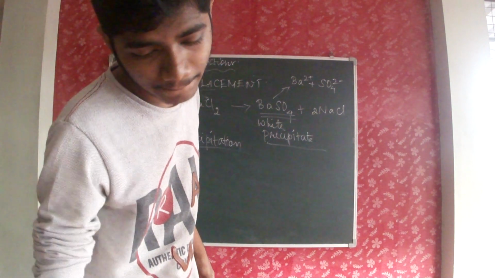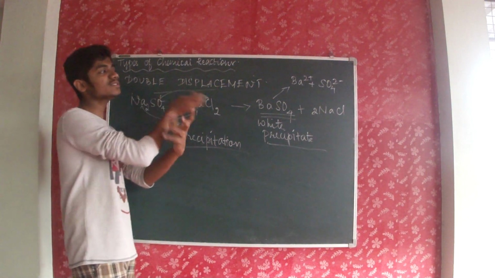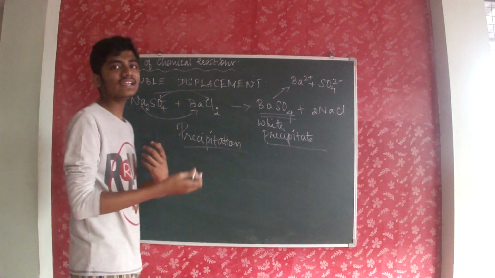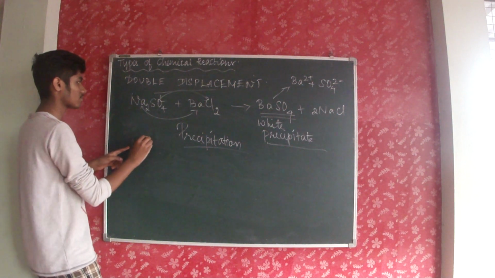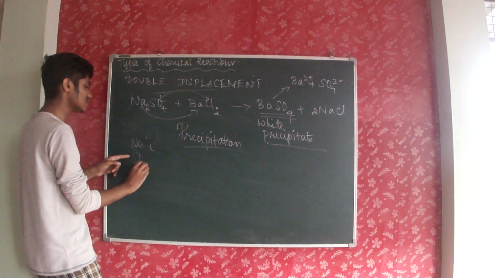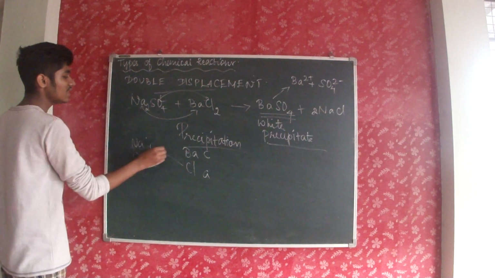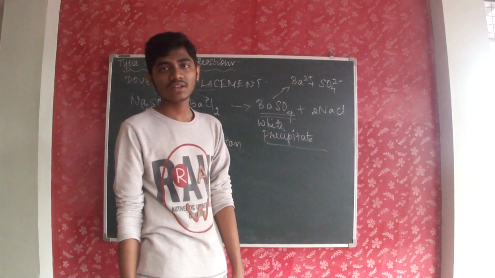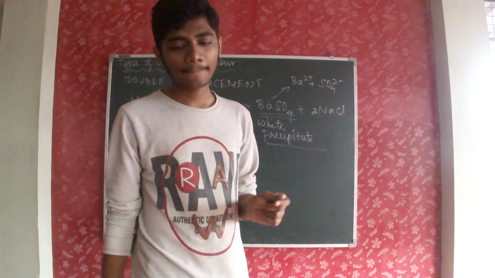So such a kind of reaction in which there is an exchange of ions between the reactants, that is, we say exchange of elements, but actually the ions are getting exchanged. Exchange of anion with cation and cation with anion. For example, here sodium is the cation and sulfate is the anion, and barium is the cation here, chlorine is the anion. So these two combine together and give us this. So this kind of reaction is known as double displacement and it's also known as precipitation reaction.